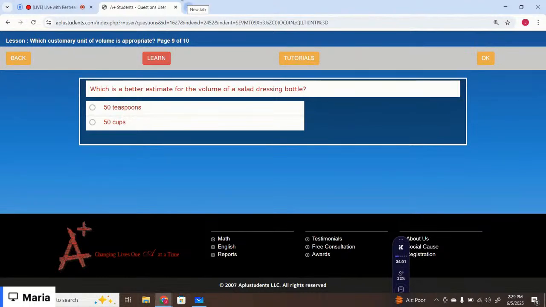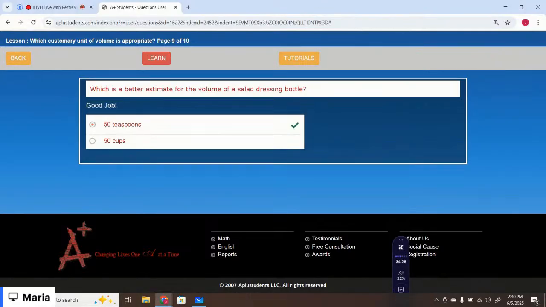Which is a better estimate for the volume of a salad dressing bottle? So which is the correct option? That would be 15 teaspoons. Option number one is the correct option.